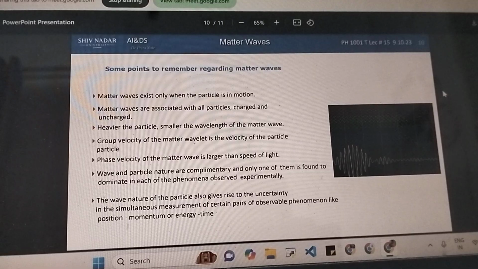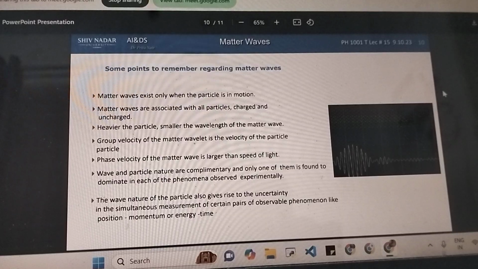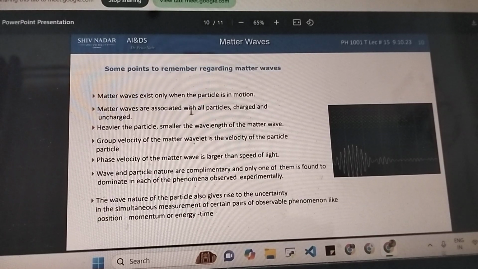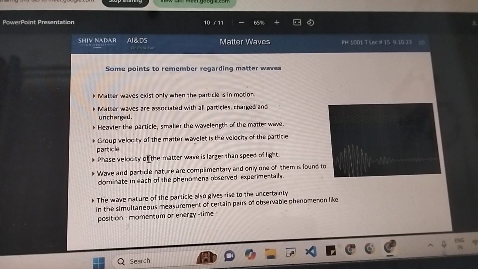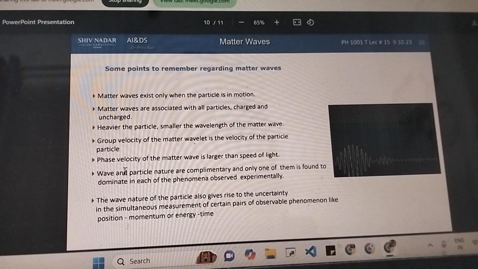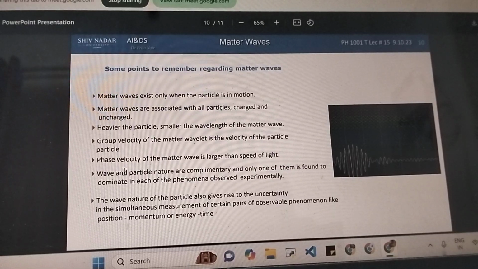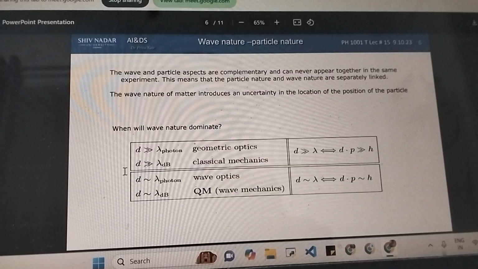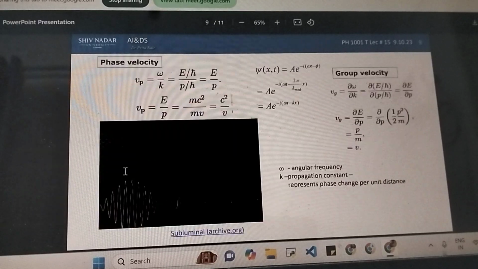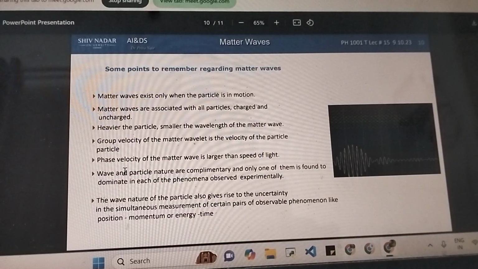Group velocity is the velocity of the particle. Phase velocity can be larger than the speed of light. So I think the first 4 points are self-explanatory. This point we'll come to it. Wave and particle nature are complementary, and only one of them is found to dominate, which is what I explained in this slide. So depending upon your size, only one of the natures is observed at any time.